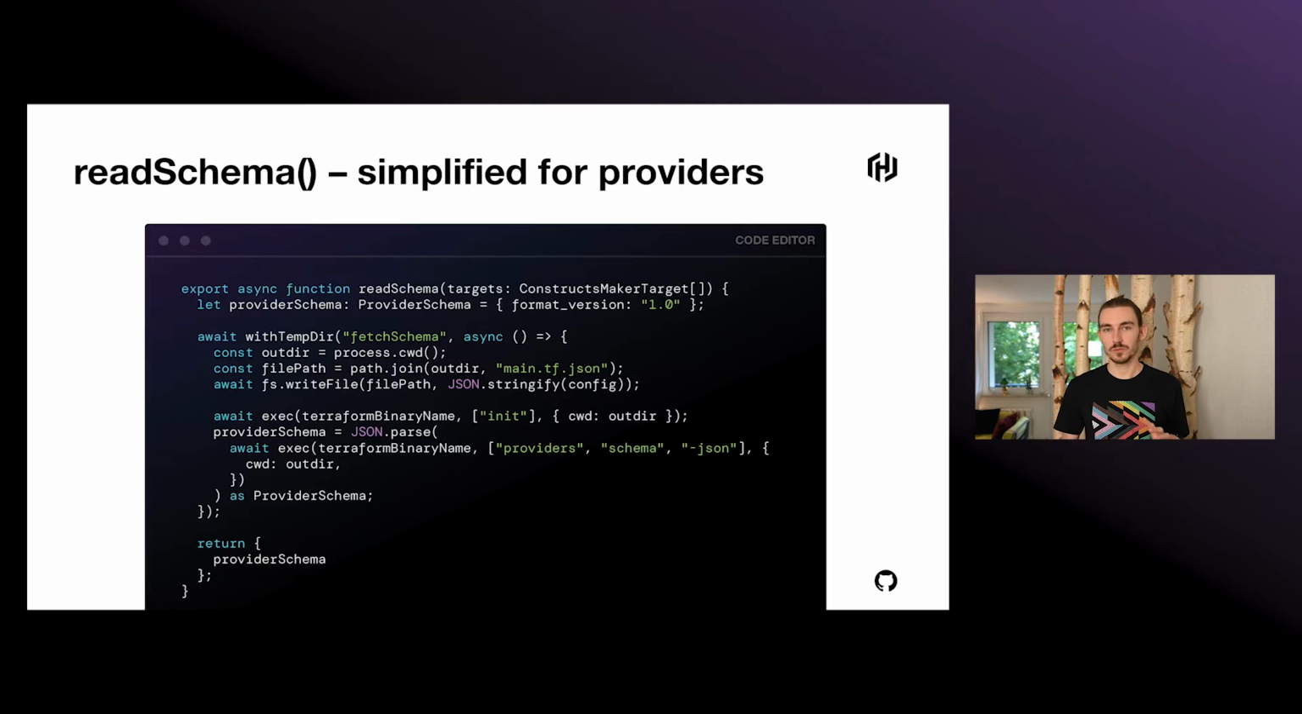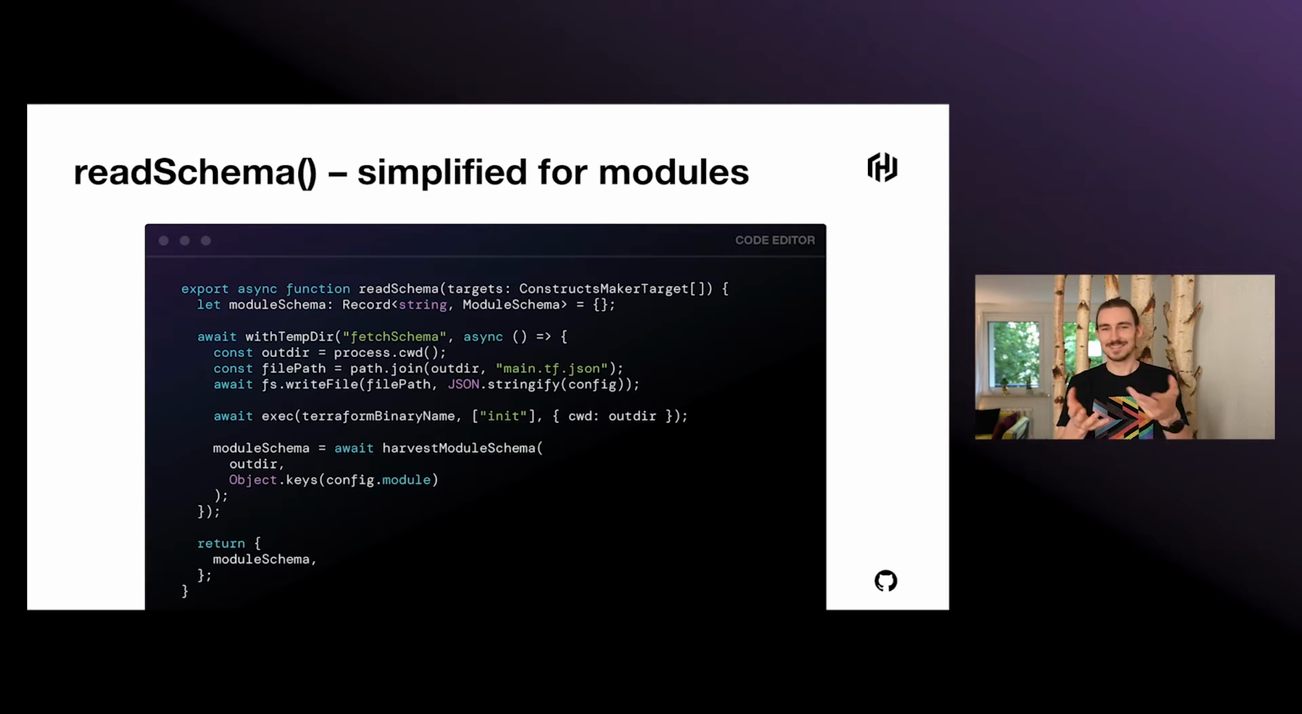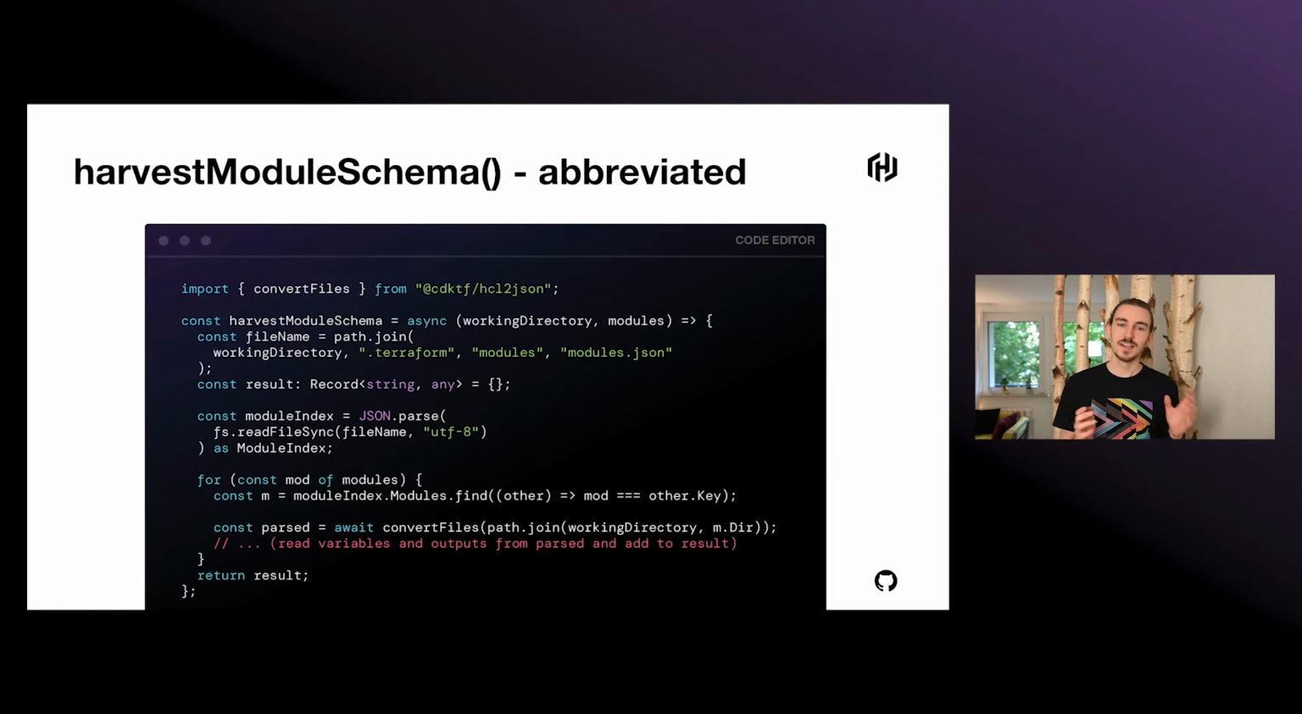So let me jump into the version for the modules. For the modules, it's the same code, so it's also initializing it, so it's the same init, but this time it's not going to call something in Terraform, but it's rather going to call another helper method, which is called harvest module schema. So that one looks like this, and it's abbreviated, of course. It will look into a file that Terraform creates, so that's the .terraform/modules/modules JSON file, which contains information about the modules that Terraform downloaded, such as the temporary subdirectory where the module code is in. And then it will go in there and look for every file it finds for the modules and call this convert files method or function.